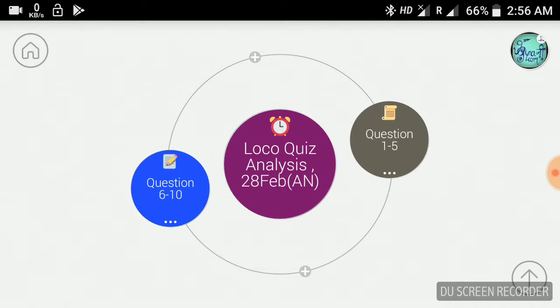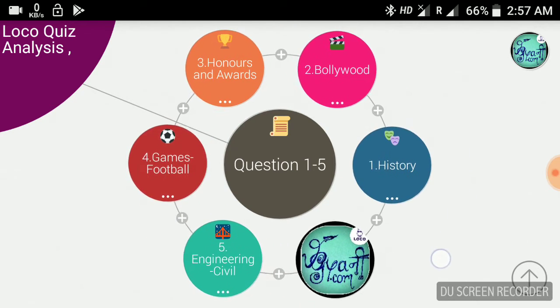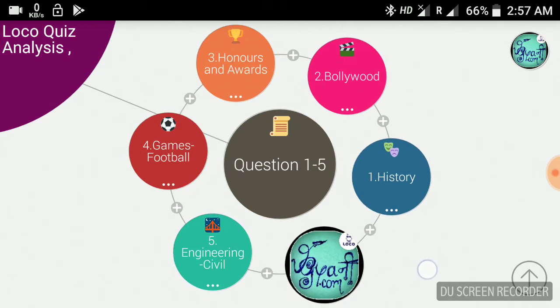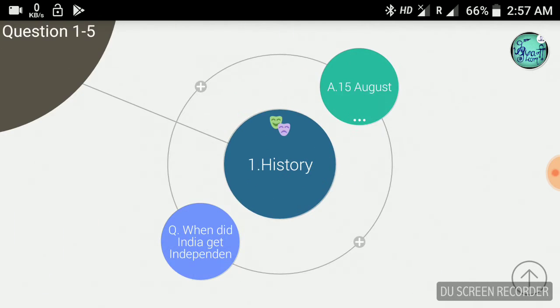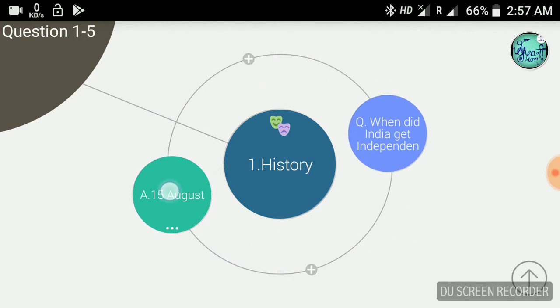This is the question from the afternoon shift of 28th February, which is nothing but the National Science Day of India. Starting from question 1 to 5, I have distributed it in two different sections. Starting from the first one, the question is from the history section, and they ask: when did India get independence?